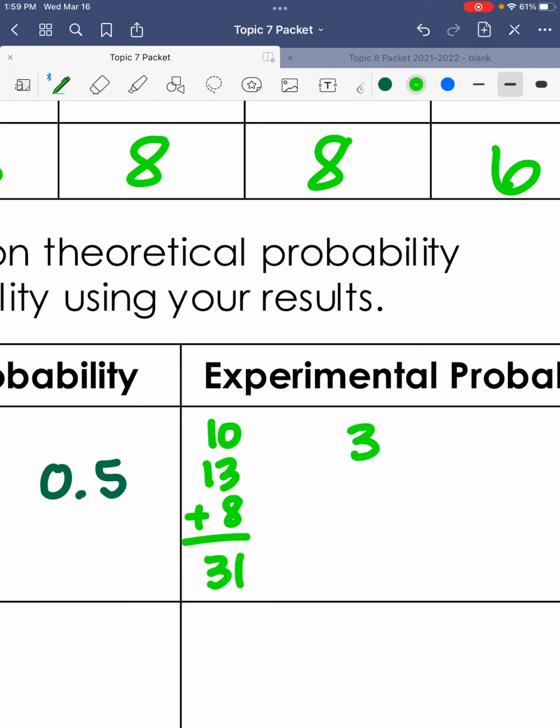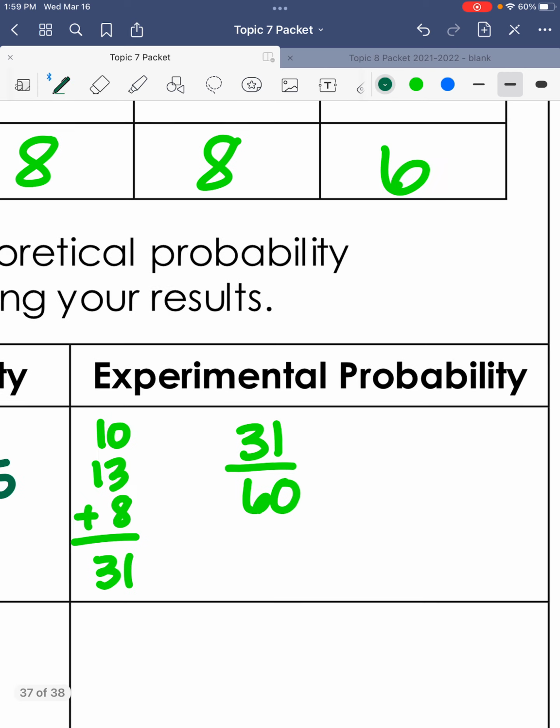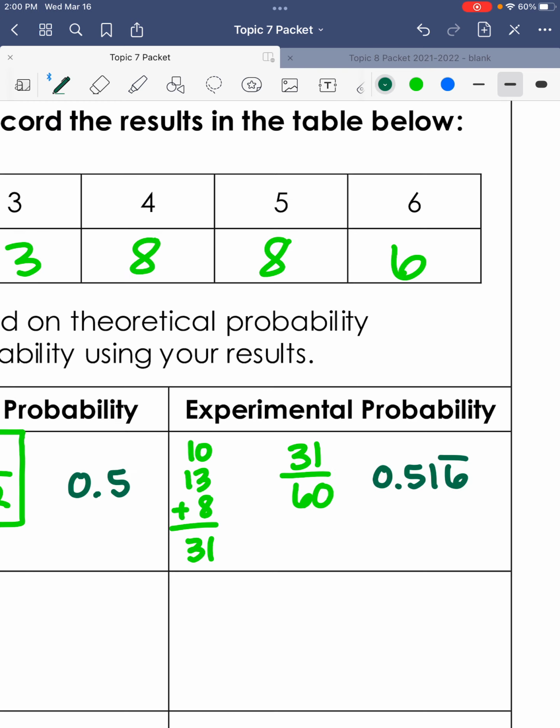Now, 31 out of how many rolls did we do on that website? 60. 31 out of 60. Now, I can't reduce that. So I'm just going to go ahead and convert that to a decimal. So 31 divided by 60 in my calculator. And I get a repeating decimal, but I get 0.516 repeating. Okay, so keep in mind this other one over here was 0.50.